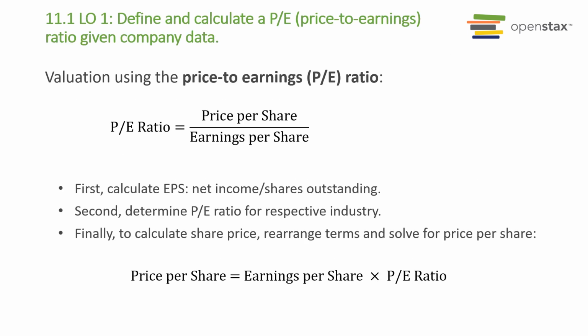Valuation using the price-earnings ratio is where you take the price per share divided by the earnings per share. First, you calculate the earnings per share as net income divided by shares outstanding. Secondly, determine the price to earnings ratio for your respective industry, and then calculate the share price. We rearrange the terms and solve for the price per share, where the price per share will equal the earnings per share from the first step multiplied by the second step's PE ratio.